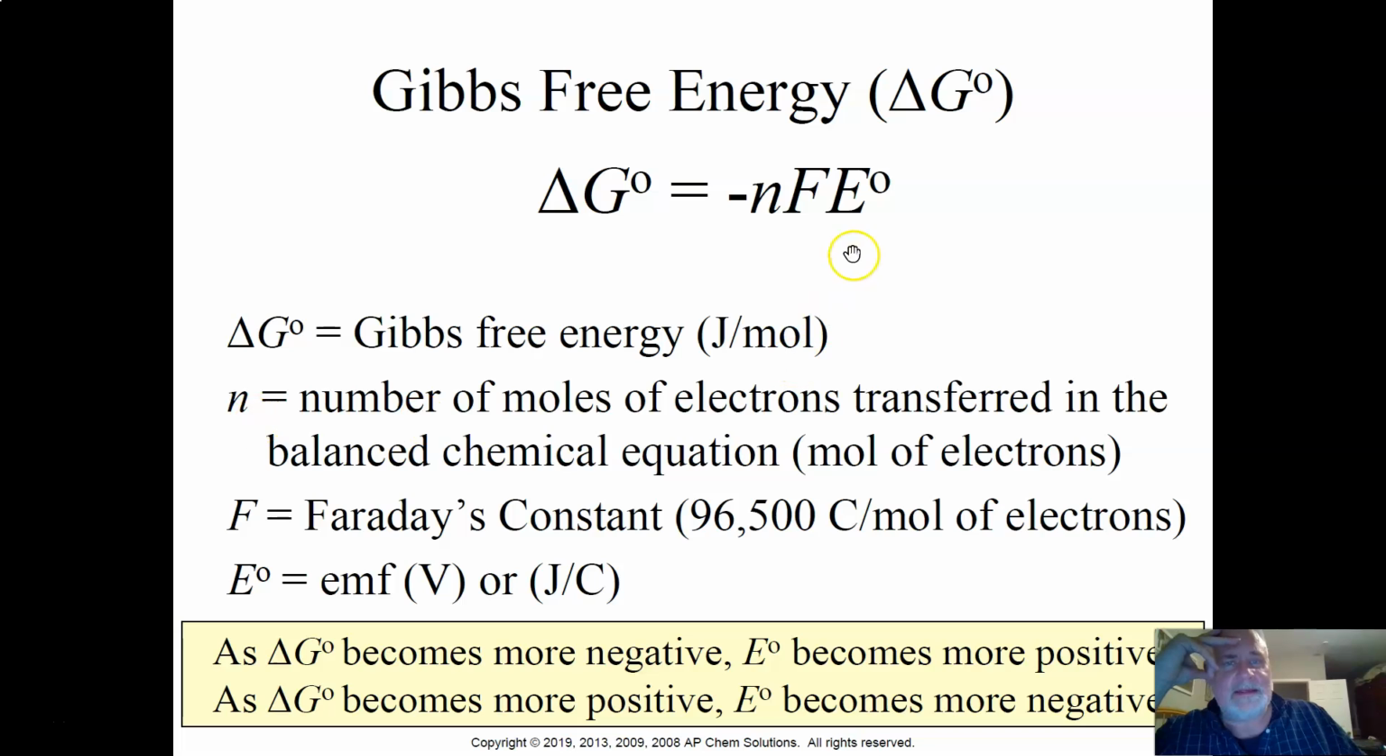And then n is the number of moles of electrons. I think this is the trickiest part of this. You've got to be careful to figure that out correctly: how many electrons are transferred. In that previous example where we had to double the aluminum, it didn't change the standard reduction potential, but you've got to be careful about that. Now, this is Faraday's constant, 96,500 coulombs per mole of electrons. That's a constant, okay? That's why they call it Faraday's constant. That's not going to change.